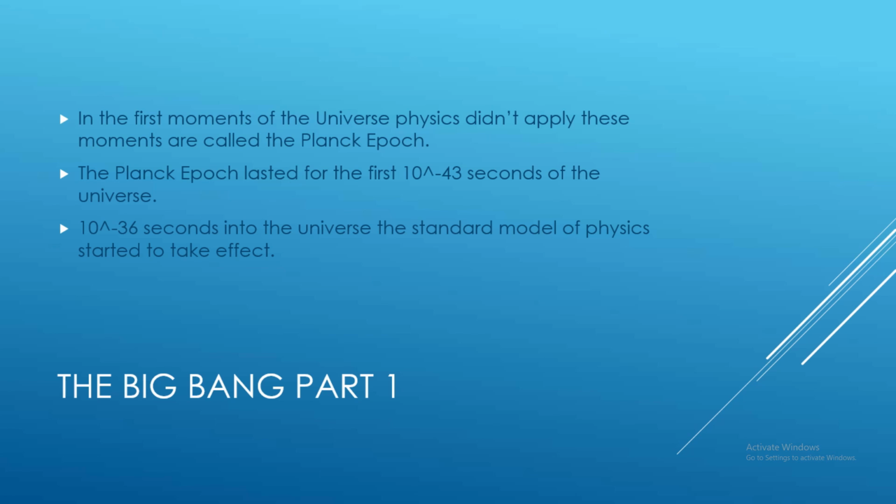In the first moments of the universe, and when I say moments, I mean 10 to the negative 43rd power seconds of the universe, the standard model of physics didn't apply, and that was called the Planck epoch. About 10 to the negative 36th power seconds into the universe, the standard model of physics actually started to take effect.